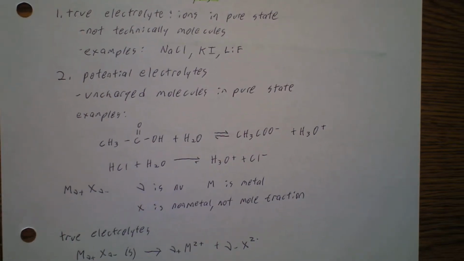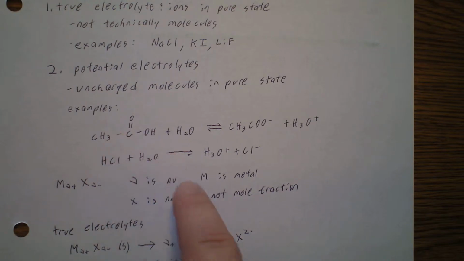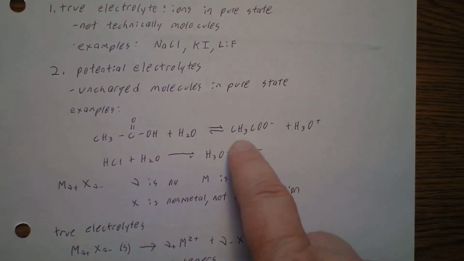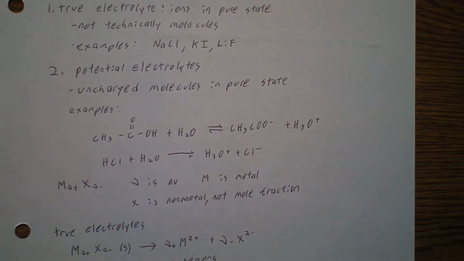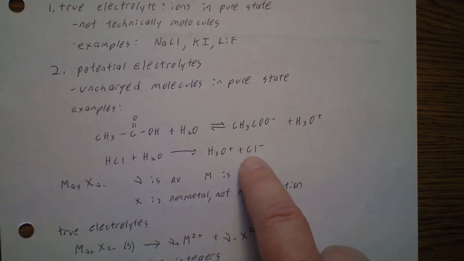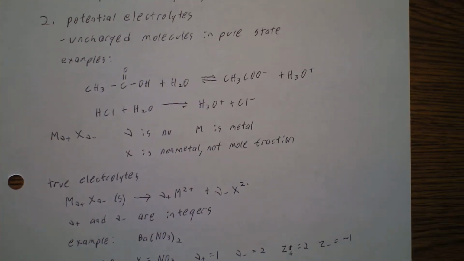For example, let's say we have CH3COOH in water. It reacts to form these ions like this. Or likewise, HCl plus water will form hydronium ions and chloride ions. So it acts kind of like an electrolyte, even though it was a molecule before it was dissolved.